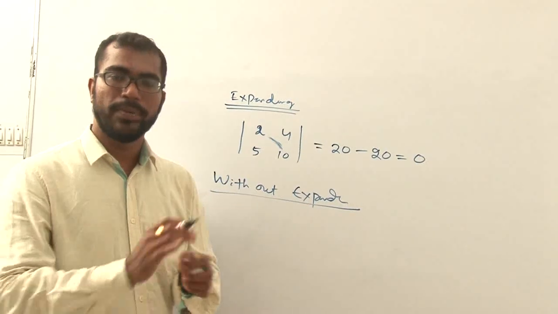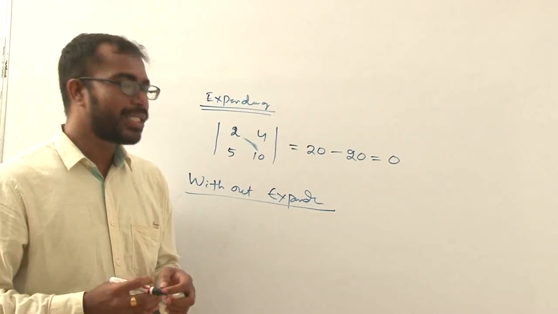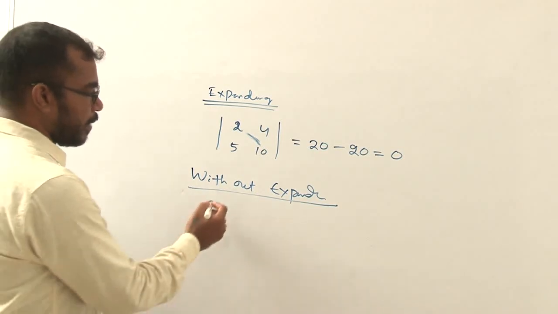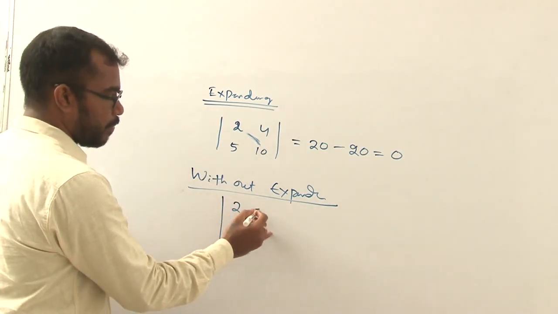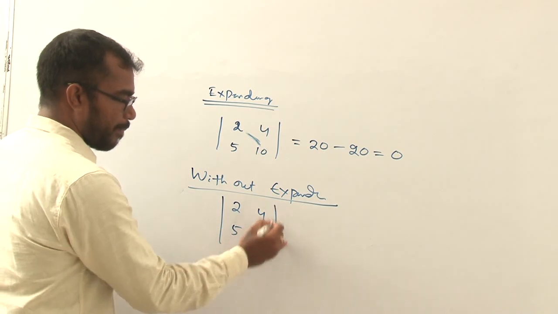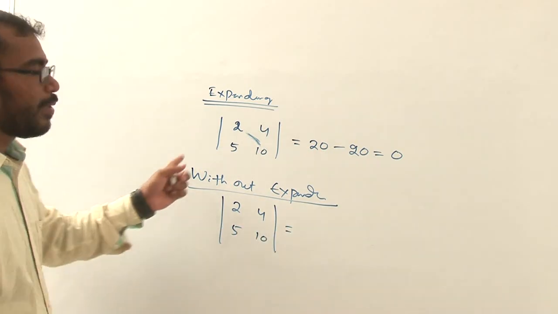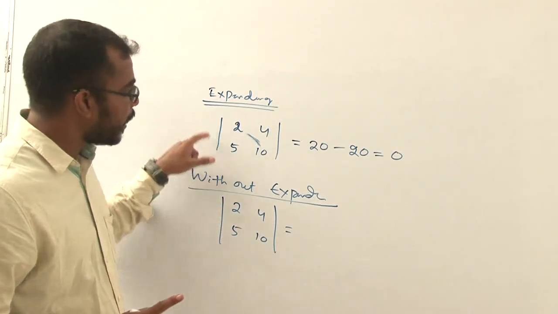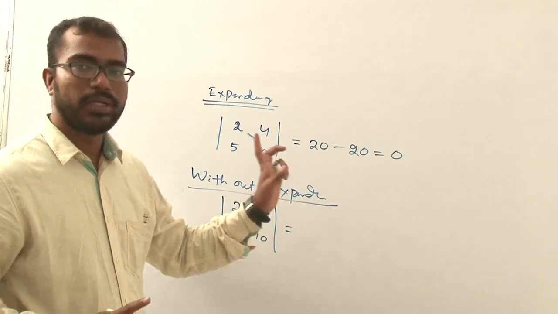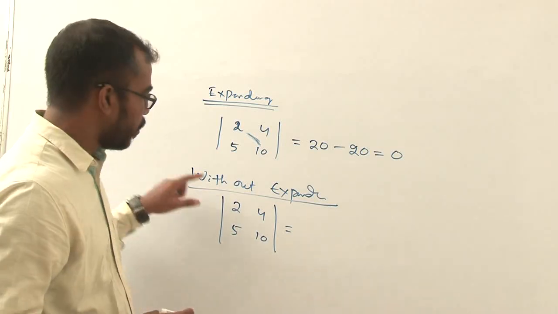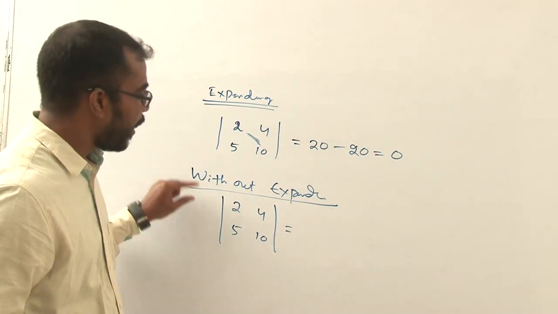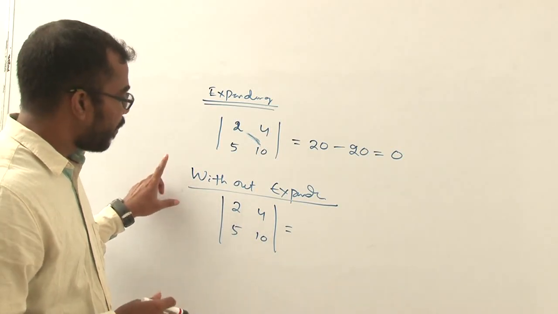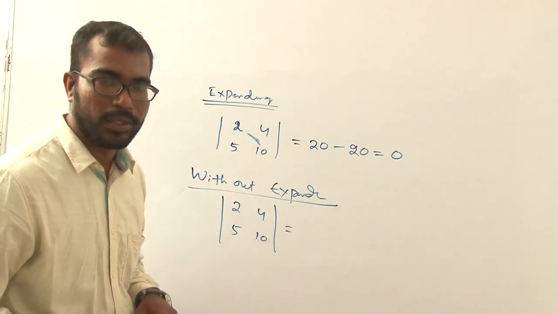In the previous session we discussed 6 properties. So without expanding, take the same example. Without expanding means we have to apply properties only. If we directly expand, then it is wrong. So we have to apply properties here, because we have to find the answer by the without expanding method.